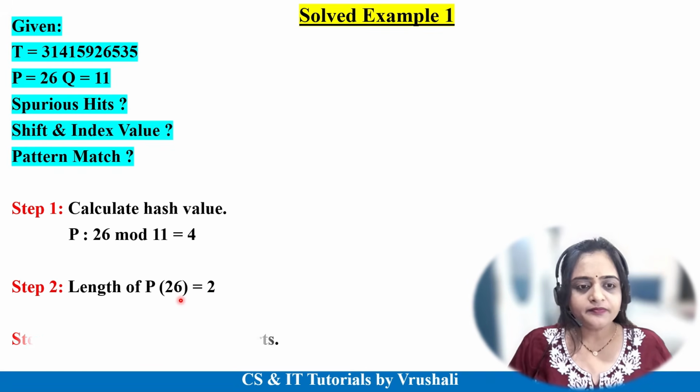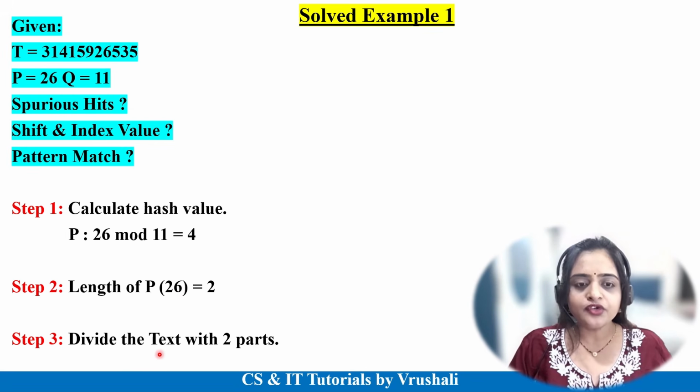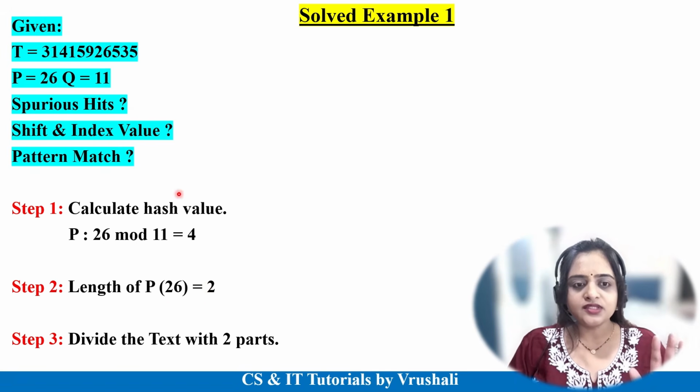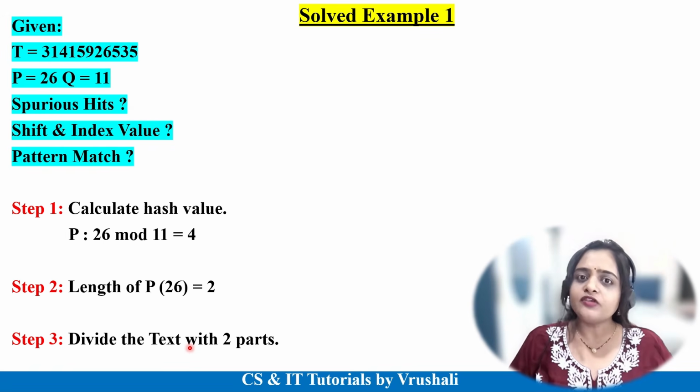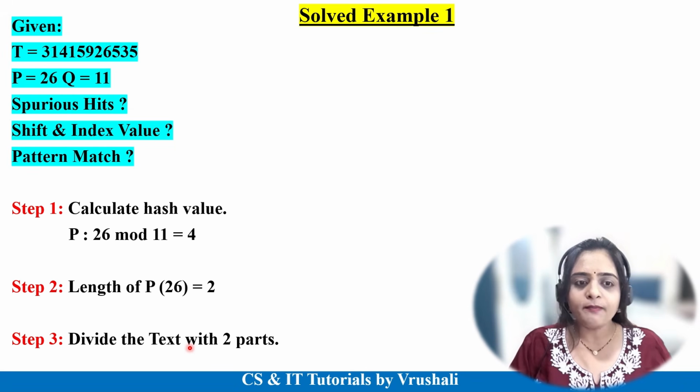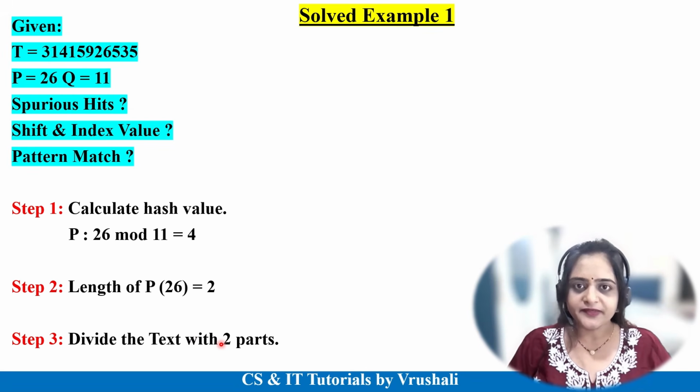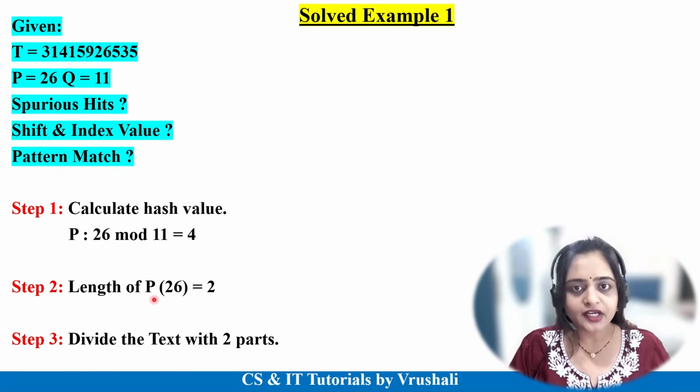Clear? Now our third step is to divide all this text into two-digit parts because the length of the pattern is 2. So these are the steps of the algorithm. Now suppose while solving another example, your pattern length is 3. At that time, you have to divide this text into three-digit parts in this way. Clear? So the first step is to calculate the hash value. The second step is to find the length of the pattern. And the third step is to divide the text into two-digit parts.